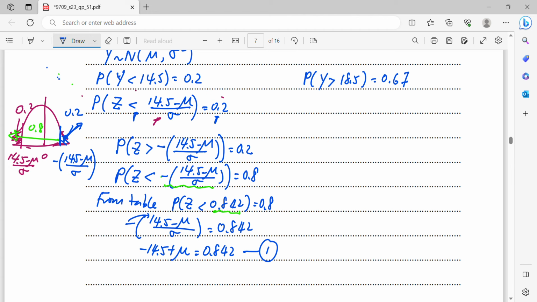Okay, so do the same for the second probability. Now we need to standardize the Y. It becomes P(Z more than (18.5 minus mu) over sigma) equals 0.67. Once you get this, then quickly draw the graph. Probably I'll draw here.